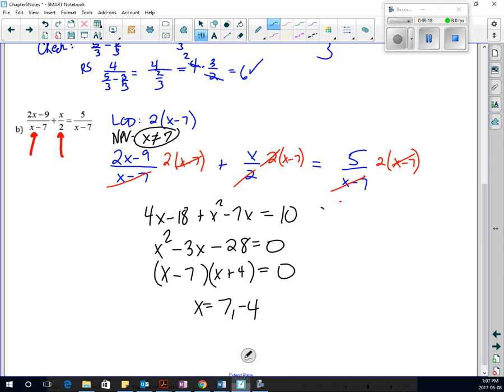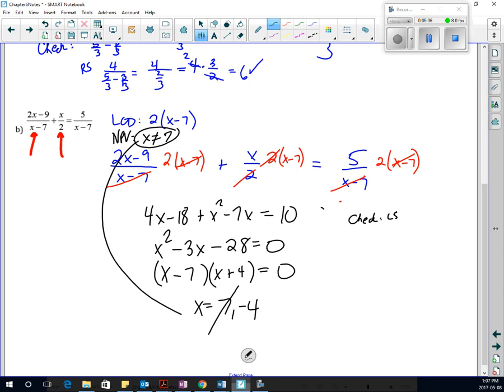Everybody notice that I have a non-permissible there. It can't be 7, so I need to reject it. So I reject 7 because it's a non-permissible. Let's do my check just to make sure I get 100% on my quiz and my test. I'm going to substitute negative 4 in.